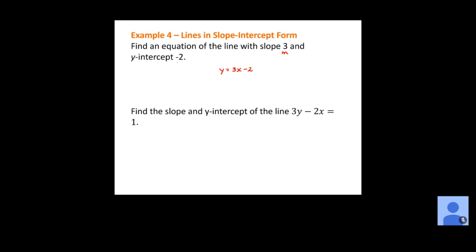That's our m value. The y-intercept is -2. That's our b value. We know slope-intercept form is y equals mx plus b. And so when we substitute in here, we're just going to get a 3x and then a -2 because the y-intercept is a -2. Any questions on that one?